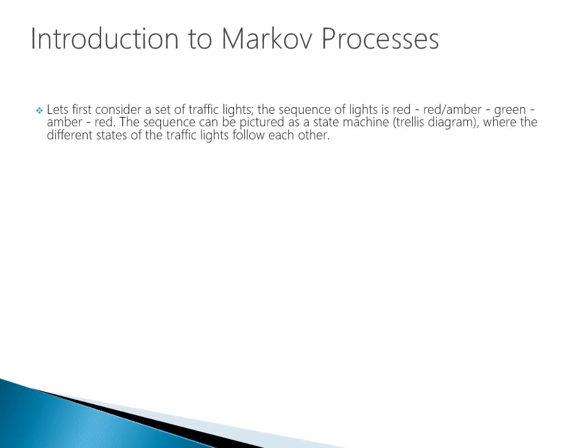Let's first consider a set of traffic lights. Now, when I look at a traffic light, the sequence of lights is red, red-amber if you're in Europe, green, amber, red. This sequence can be pictured as a state machine, and we refer to this as a trellis diagram, with different states of the traffic lights following each other.